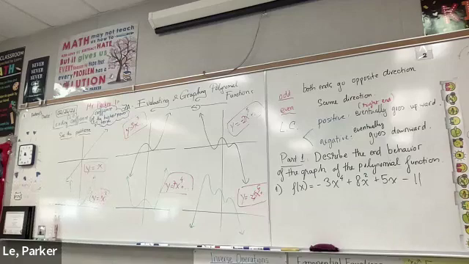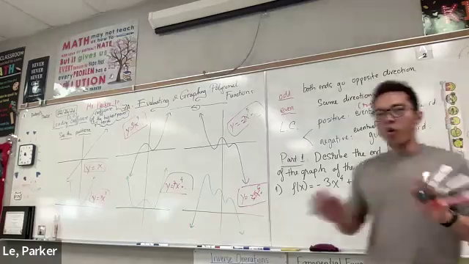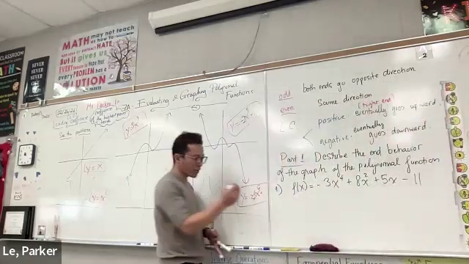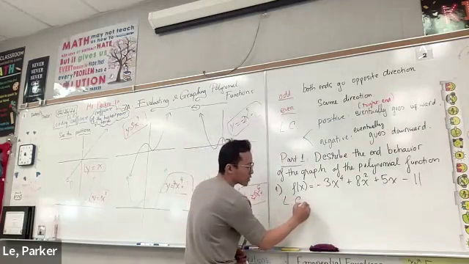Describe the end behavior of the graph of the polynomial function f of x equals negative 3x^4 plus 8x squared plus 5x minus 11. Right end. Are you done? So let's do this. Always for this kind of question, do this. This lets you know what you need to do.